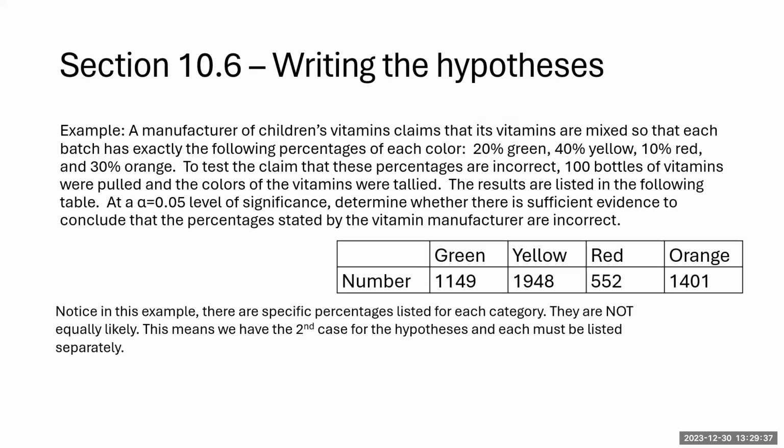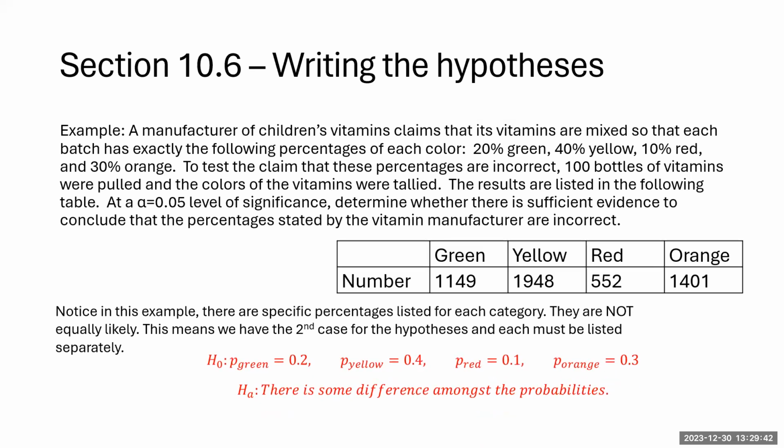So this means for this particular hypothesis, we would have to use the second case. For the null hypothesis, look how I listed them. I have to list them separately, and I use a subscript to indicate the color, so it's clear for my audience. I use probability of green is equal to 0.2, probability of yellow is 0.4, etc. All those probabilities should sum to 1, and they do. And you'll notice the alternative is that there's some difference amongst the probabilities. Again, in the first one, they were all equally likely. In this case, they were different, so I have to explicitly list them. There is something you will have to pay attention to when you read these questions.